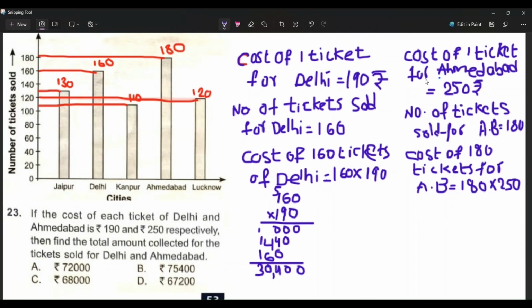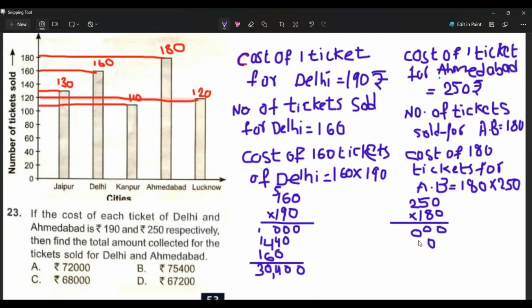Cost of one ticket for Ahmedabad is equal to 250 rupees. Number of tickets sold for Ahmedabad is equal to 180. Cost of 180 tickets for Ahmedabad is equal to 180 into 250. Let's multiply. 250 into 180 is equal to 0 into 0, 0. 0 into 5 is 0. 0 into 2 is 0.